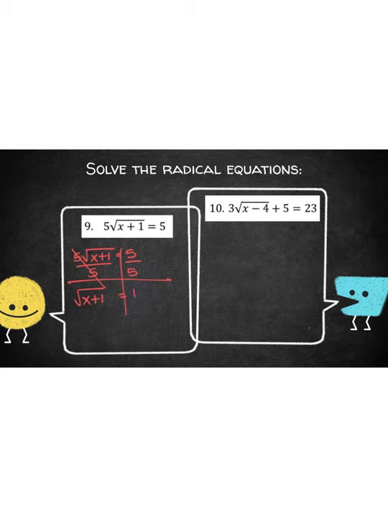Okay, and then if I square both sides, I'm going to square here and square here. Now my radical is gone. So now I have x plus 1 equals 1 times 1, which is 1. And we're going to subtract 1 from both sides. And now I'm left with x equals 0.